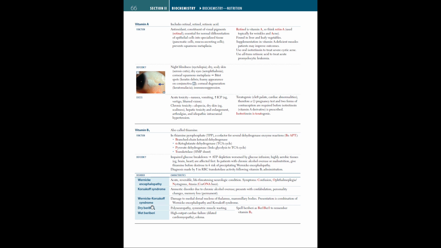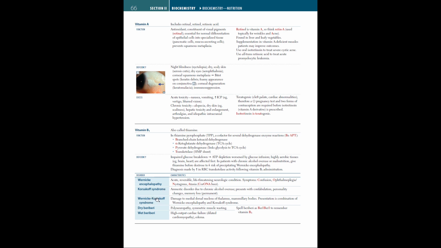Now, moving on to the disorders of vitamin B1 deficiency. First, we have Wernicke encephalopathy, which is an acute, reversible, life-threatening neurological condition where the symptoms include confusion, ophthalmoplegia, nystagmus, ataxia. Korsakoff syndrome is an amnestic disorder due to chronic alcohol overuse and presents with confabulation, meaning they string different sentences, making it into a story, but it's completely false. They also have personality changes and memory loss, which is unfortunately permanent.